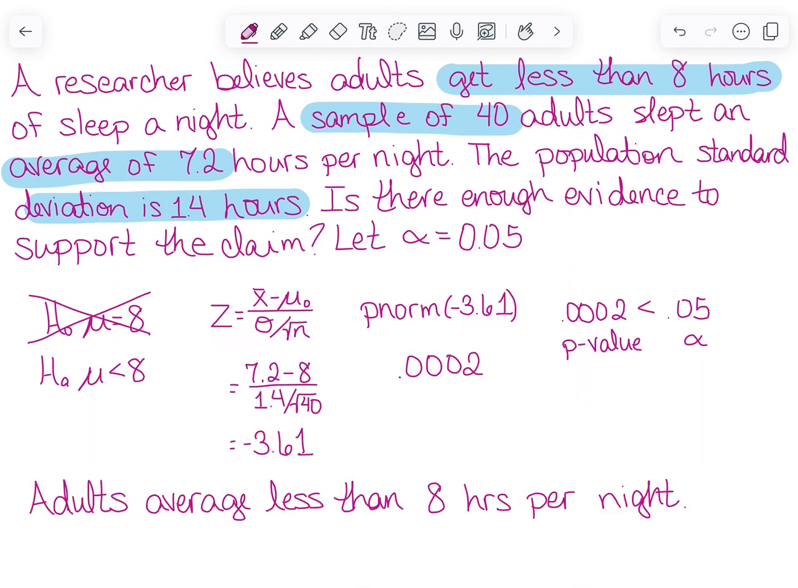Then our very final step is to state this in words, saying adults do average less than 8 hours of sleep per night.